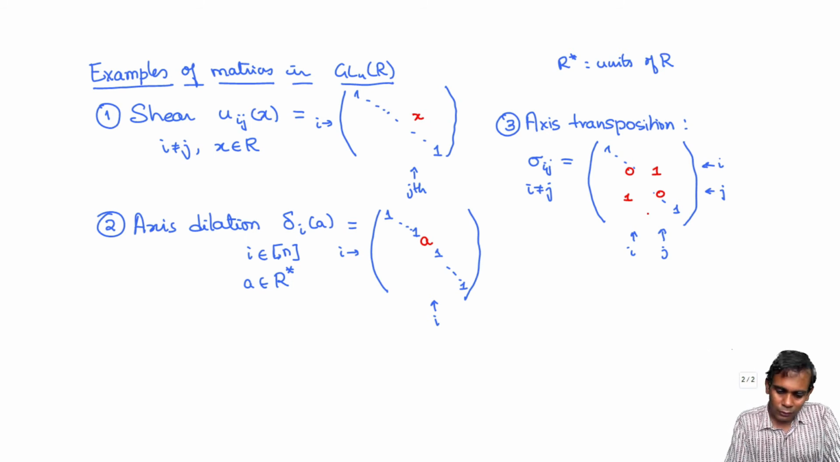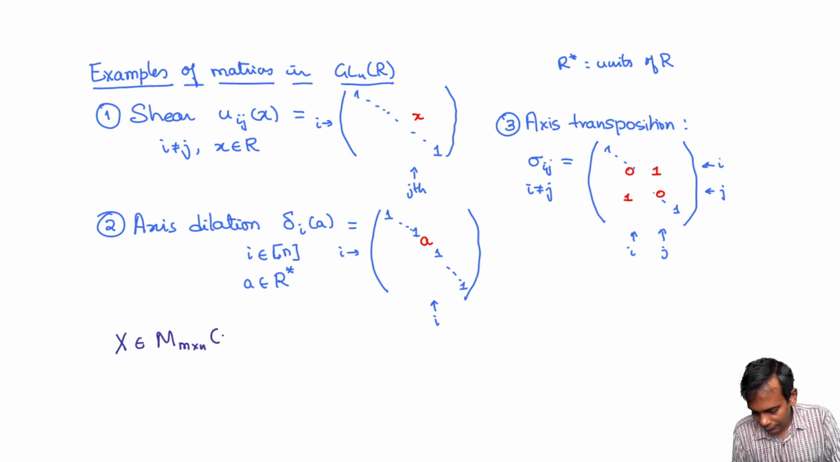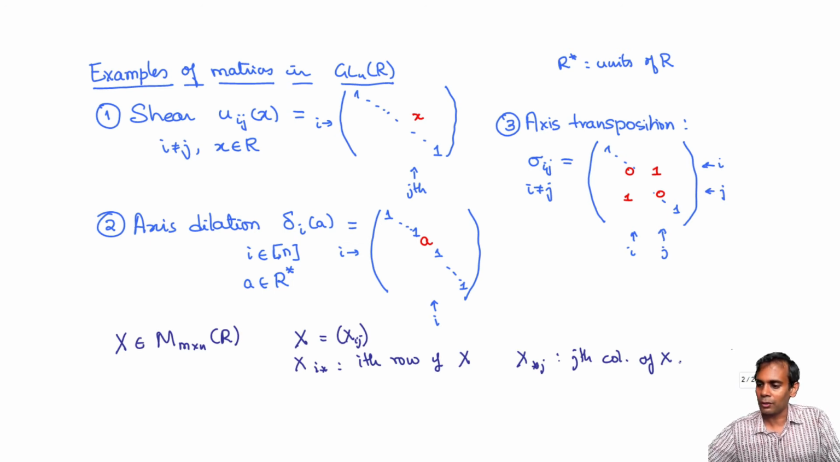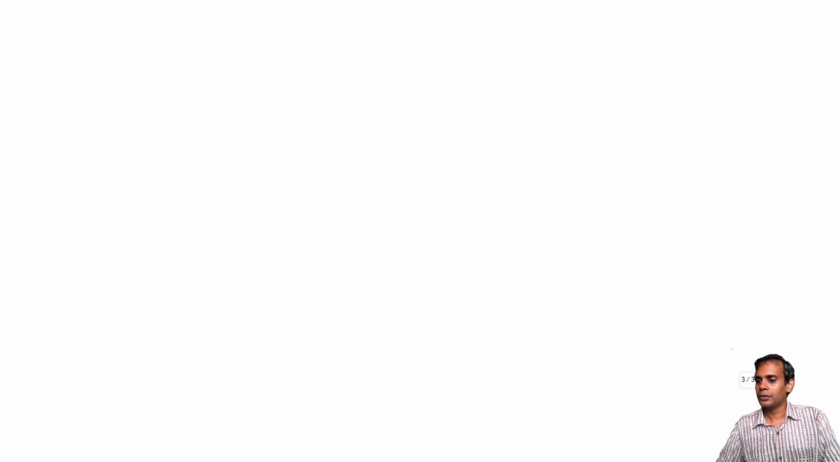And I'll have some more notation that I want to introduce, and that is if X is a matrix in M_{m by n}(R), then I'm going to say that the ijth entry of X is X_ij, X_i* denotes the ith row of X, and X_*j denotes the jth column of X. So the ith row of X will be thought of as a row vector, and the jth column of X will be thought of as a column vector. Now I want to think of these very special matrices in GL_n(R) as certain operations on matrices X. I'll try to think of these in terms of row and column operations.